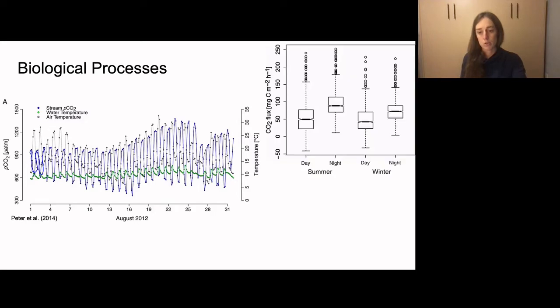And this is just shown very clearly on this box plot. We can see during the day in the summer, our CO2 flux is much lower relative to during the night when there's nothing consuming that CO2. So we tend to have more CO2 being released to the atmosphere. So this is one example of biological processes controlling this concentration of CO2 and thus cascading throughout our carbonate equilibrium.